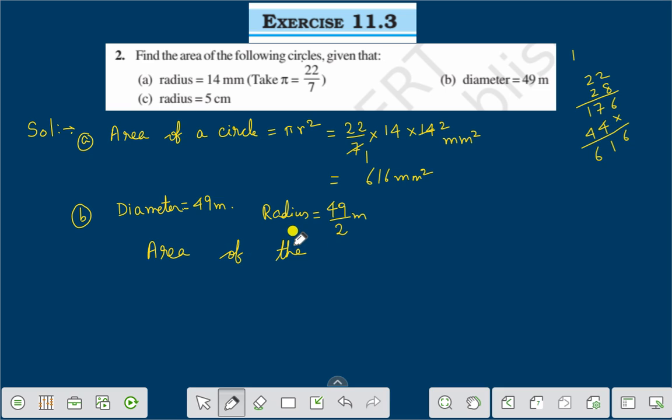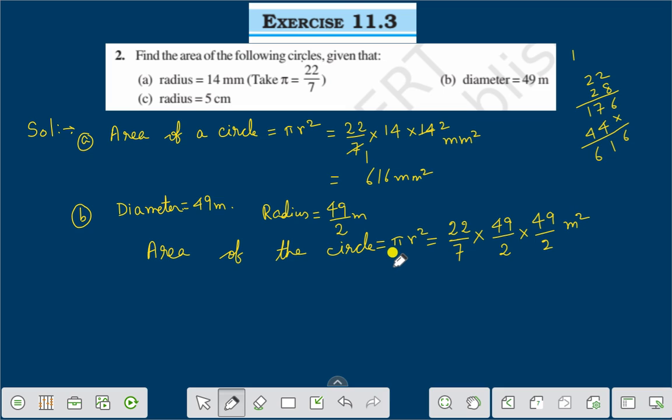You know that the area of the circle is pi r square. What is the value of pi? The value of pi is 22/7. So it is 22 by 7 into r square, where r is 49 by 2. That is, r square is 49 by 2 into 49 by 2, right? And the unit is meter, therefore the unit will be meter square. This is the area of the circle, right?